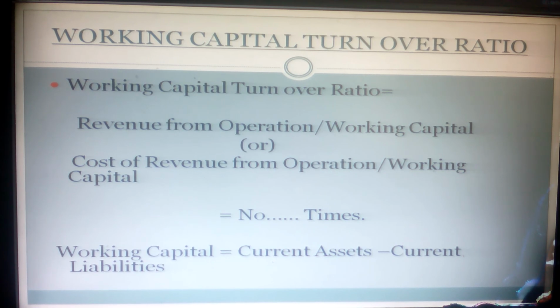See, working capital turnover ratio, what is the formula here? Revenue from operation divided by working capital, or cost of revenue from operation divided by working capital. So we were strong in our earlier one, inventory turnover ratio, revenue from operation calculation. Here the working capital calculation is very easy. Here also the expression is number of times. As you know already, what is the meaning of working capital here? Nothing but our current assets minus current liabilities. That is the idea here for our working capital turnover ratio.